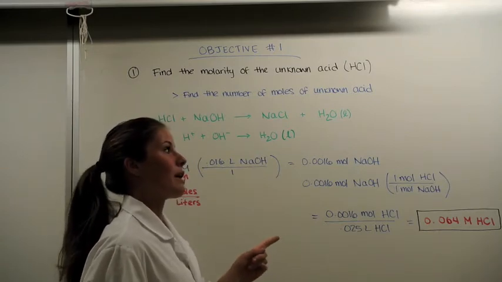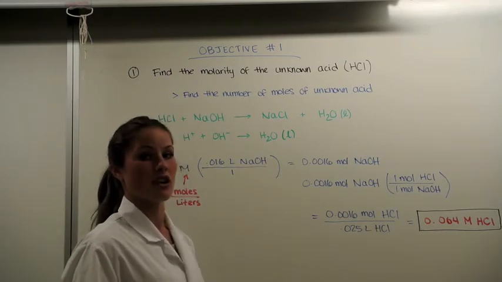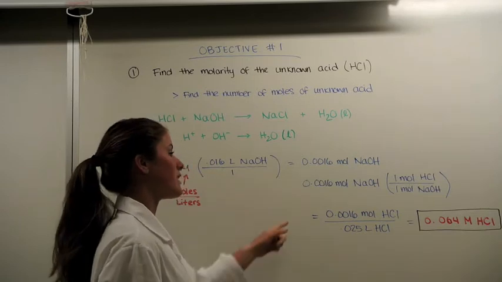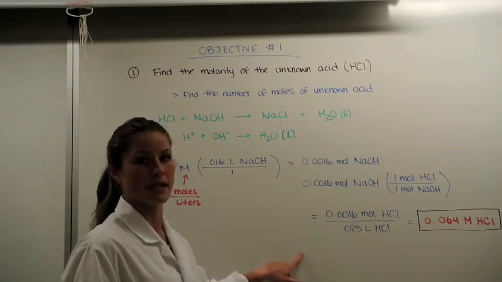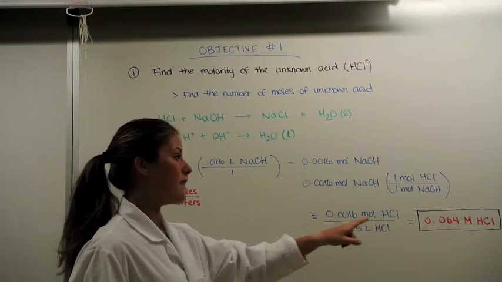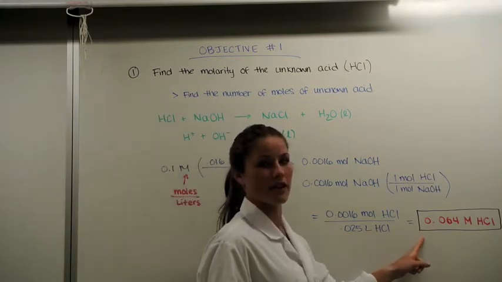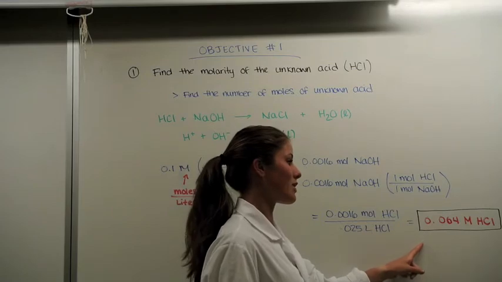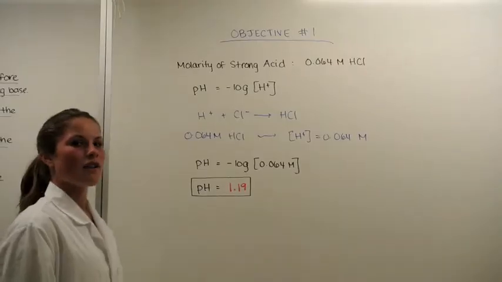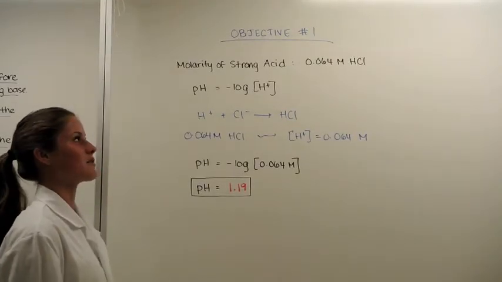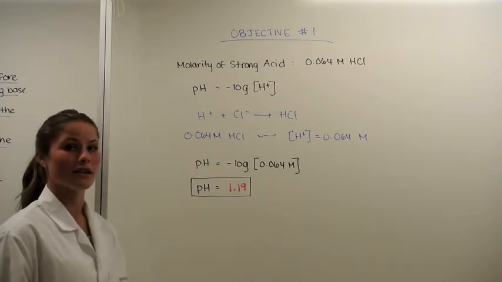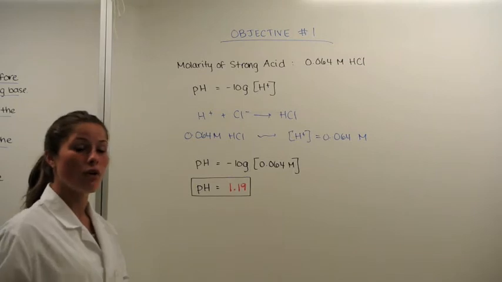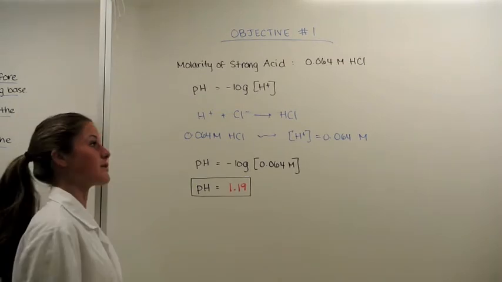Now that we know that we have 25 milliliters of HCl in the experiment, we can divide the number of moles of HCl over the total liters of HCl used in the experiment. This is where we calculate the total molarity of the HCl, which is 0.064 molar. Now that we have the molarity of the strong acid, which is 0.064 molar HCl, we can now calculate the pH of the strong acid before any strong base has been added to the solution.